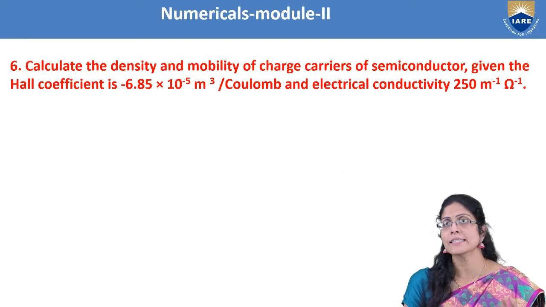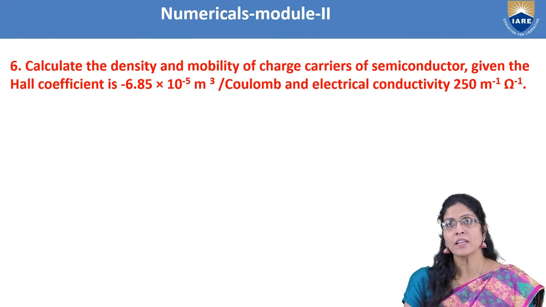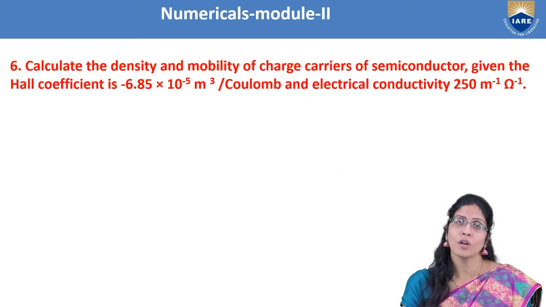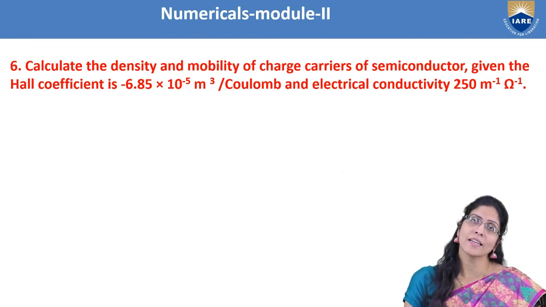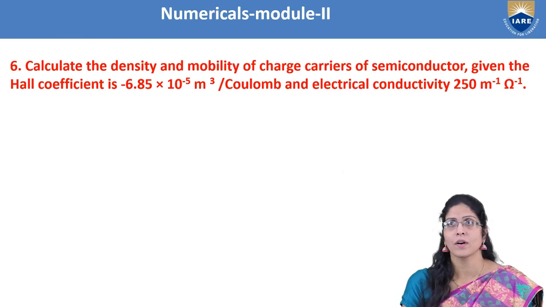Calculate the density and mobility of charge carriers of a semiconductor given the Hall coefficient is minus 6.85 × 10^-5 meter cube per coulomb. How can a Hall coefficient be minus? Can it be minus? Yes, it can. If the Hall coefficient is minus, what does the semiconductor be? It should be N-type semiconductor. RH is equal to minus 1 by Ne for N-type, and RH is equal to plus 1 by Ne for P-type. Okay, and electrical conductivity is also given.